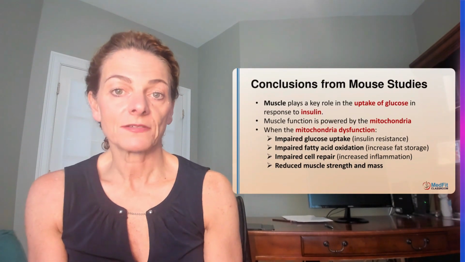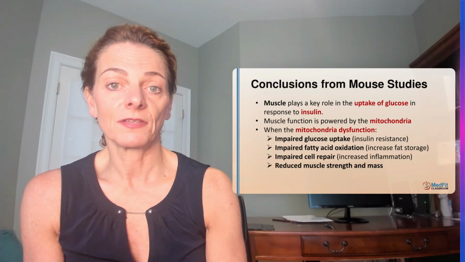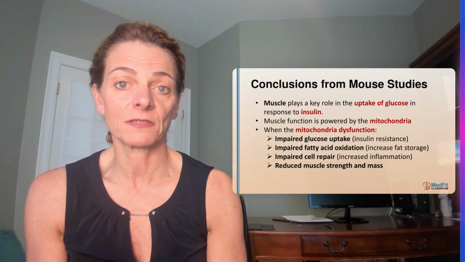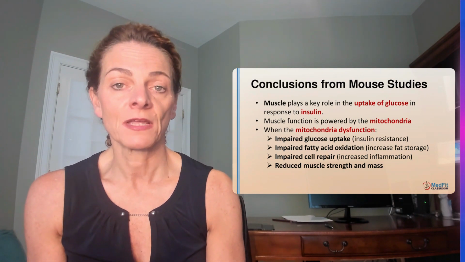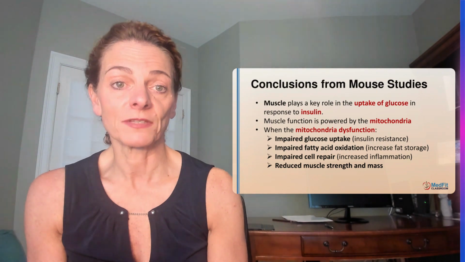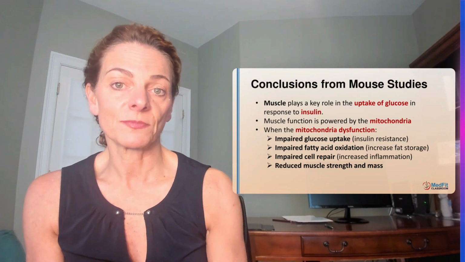So again, the basis of the science that we just reviewed is rooted in the estrogen receptor alpha knockout mouse experiments that I mentioned earlier. And we see some of the same parallels in humans. So let's summarize the conclusions of these mouse studies.